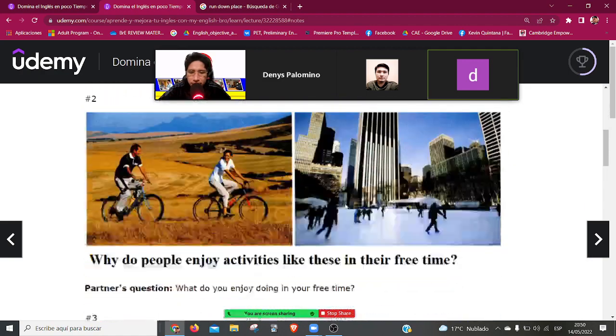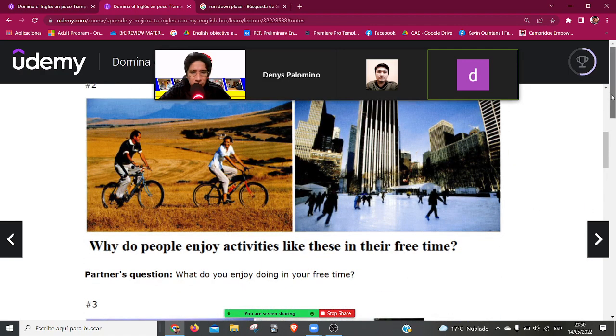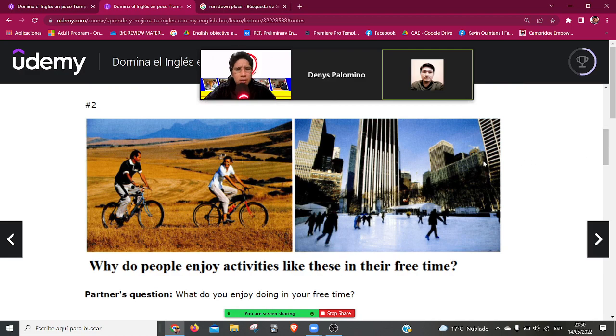Next part. Okay, in the same way, Denise, you have 2 photographs here. You have about 1 minute. Why do people enjoy activities like this in their free time?